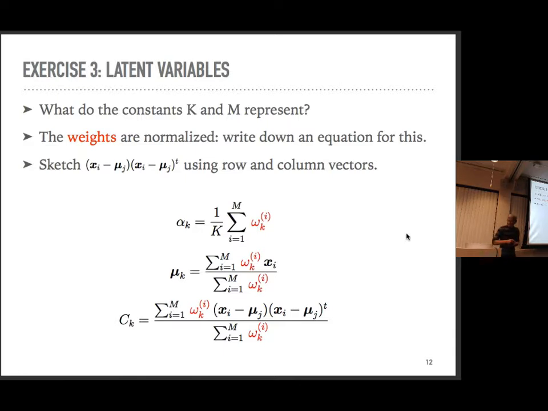Okay, the last question here is to sketch this expression. What I mean by that is, if I were to sketch an expression for the covariance matrix times, or any matrix times, x minus mu. So that's matrix times vector. The matrix is square, the vector is a column here, and the answer is going to be a column like that.